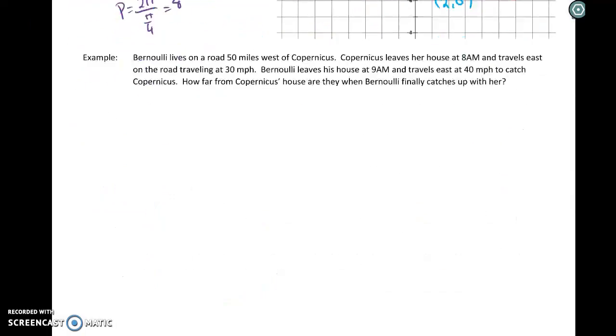The last one, what am I doing on time here? 5 minutes. I think I can do this last one. It's a little bit of a throwback to the old Algebra 1 days: distance, rate, and time. Rate times time equals distance. Bernoulli lives on a road 50 miles from Copernicus. So here's where Bernoulli lives, west of Copernicus. That's 50 miles.